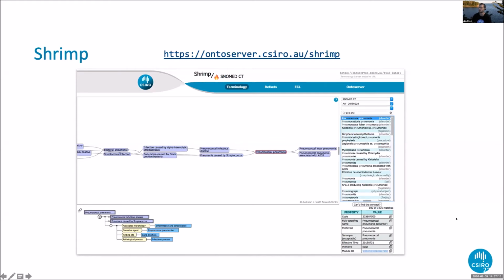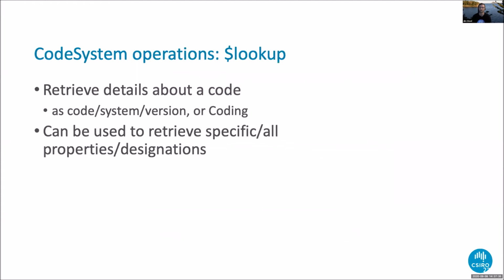So in Shrimp, if you notice this little table down the bottom here, most of that data is provided by just doing lookup requests on the code. So you can search for code on the right here. Once you've selected it, it'll populate this table down here by doing a lookup operation and telling you what all the properties of the code are. So that operation is very simple. You just pass in a code, and much as we did for the previous operations, you can do that by providing a code and a system URL, and optionally a version, or you can pass in a coding or something like that.